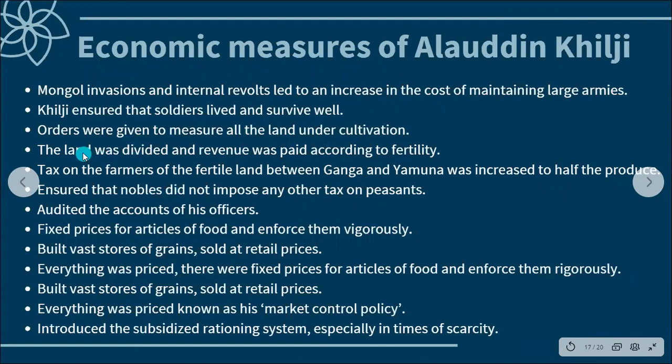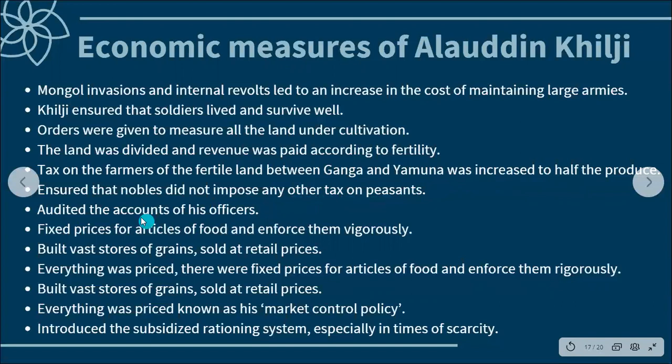When it came to land, land under cultivation was measured. Land was divided and the revenue was paid according to fertility. So the more fertile the land, accordingly the revenue was fixed. Okay. And also, what he did was that for the fertile land between Ganga and Yamuna, he increased the tax of this land to half the produce. Although he made sure that no other extra tax was imposed on any of the peasants, right?